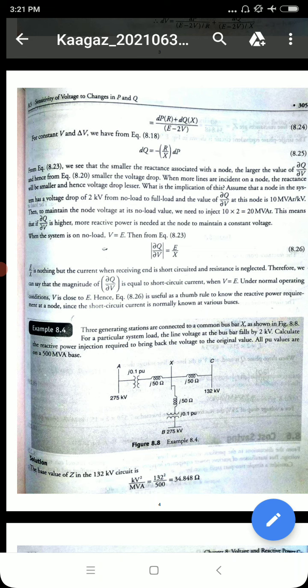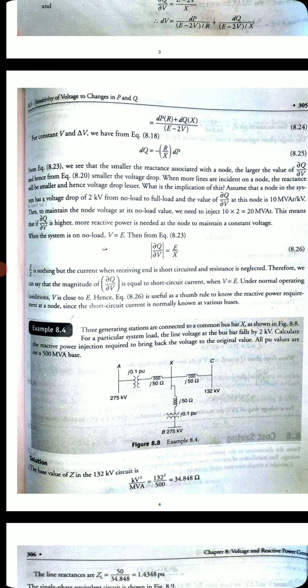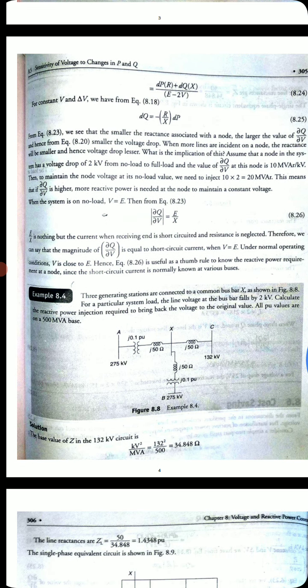Under normal operating conditions, V is close to E. Hence, equation 8.26 is useful as a thumb rule to know the reactive power requirement at the node, since the short circuit current is normally known at the various buses. Okay, so this is regarding the sensitivity of the voltage changes in P and Q. We will see one problem here.